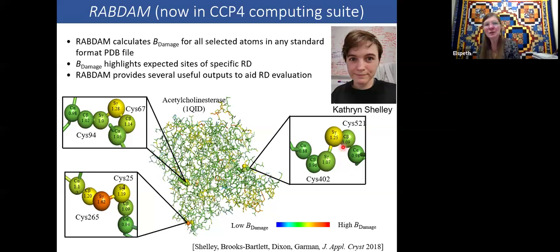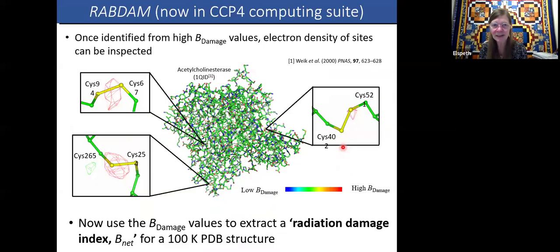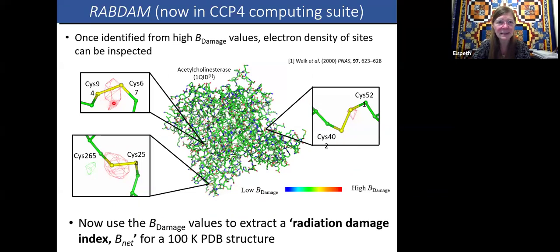So this is a structure all on its own. I don't have a radiation damage series for it, so I've just got one data set. Then I can go and look at the electron density at those places and do a difference map between the model and the data, and see if there's anything missing in the data. That's exactly what I've done for this example, acetylcholinesterase. Once you've identified high B damage values, you can inspect the electron density and see that there's difference density here. This one was damaged less. This one was the highest one.